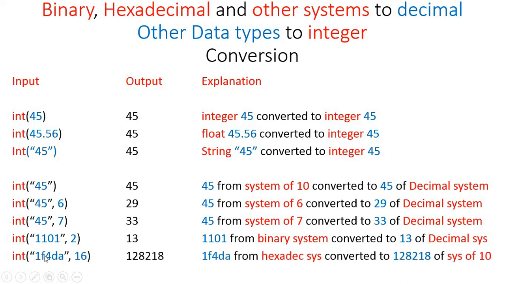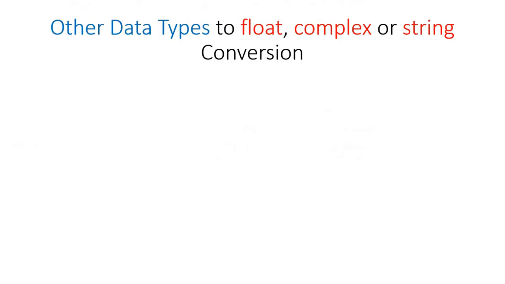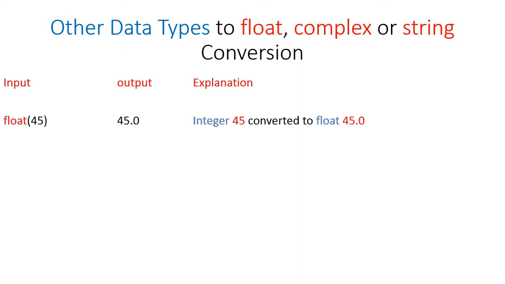This is the hexadecimal system number 1F4DA, which is also called the base 16 system, and in the decimal system it is equal to this number. How will you convert other data types to float, to complex, or to string? For example, 45 is an integer and you want to convert it into a float. You will have to use the float command instead of the int command you used in the previous slide.